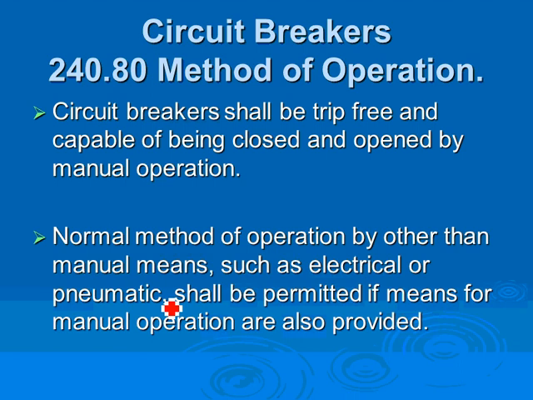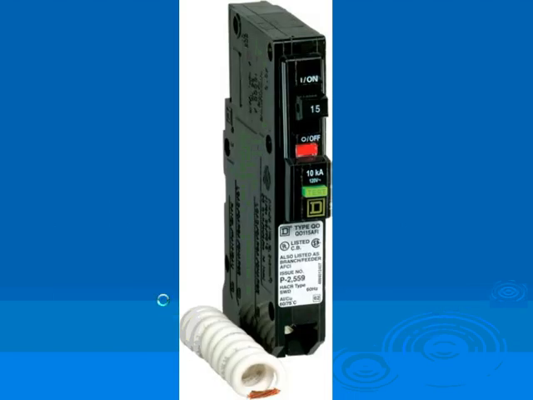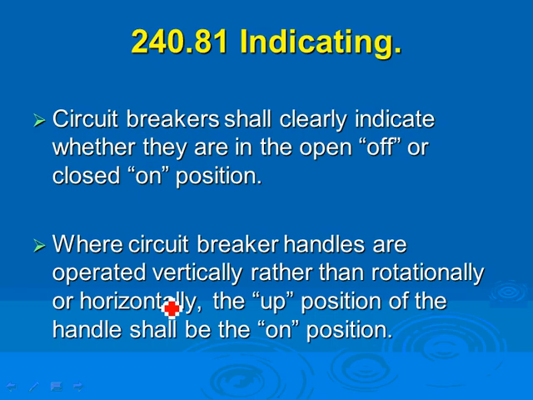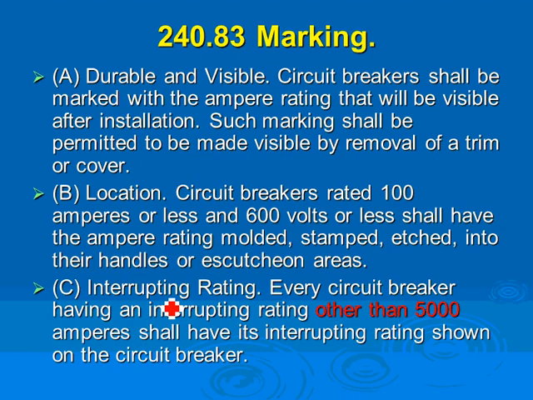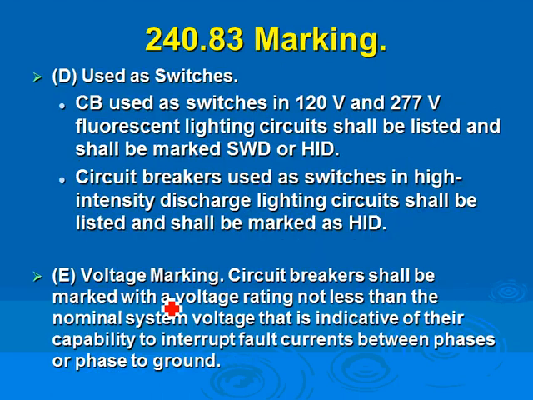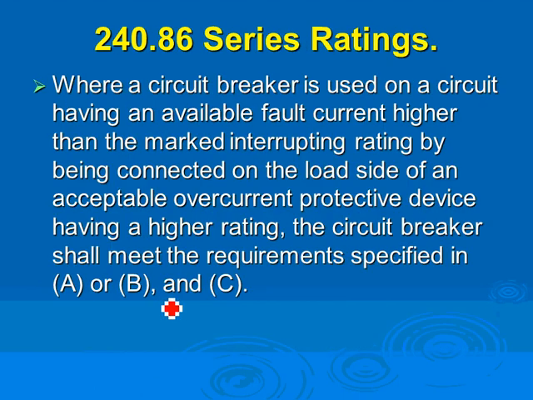Because of this, I'm going to move a little bit to circuit breakers and talk about indicating types. Circuit breakers have to be marked on and off. Off is always down. Circuit breakers, if other than 120, have to have a label on them. If you are using them as switches, they shall be marked as SWD or HID. Voltage marking: a breaker shall be marked with a voltage rating not less than the nominal system voltage.